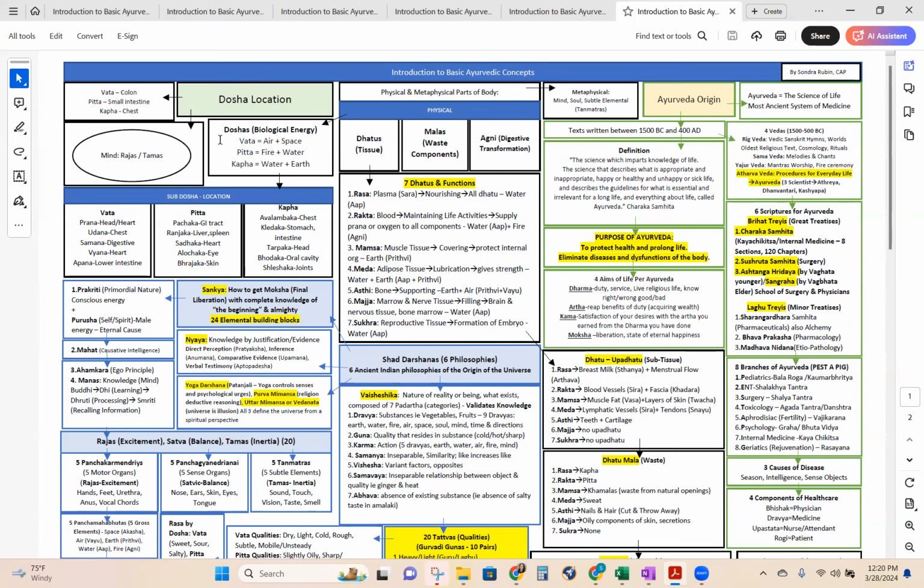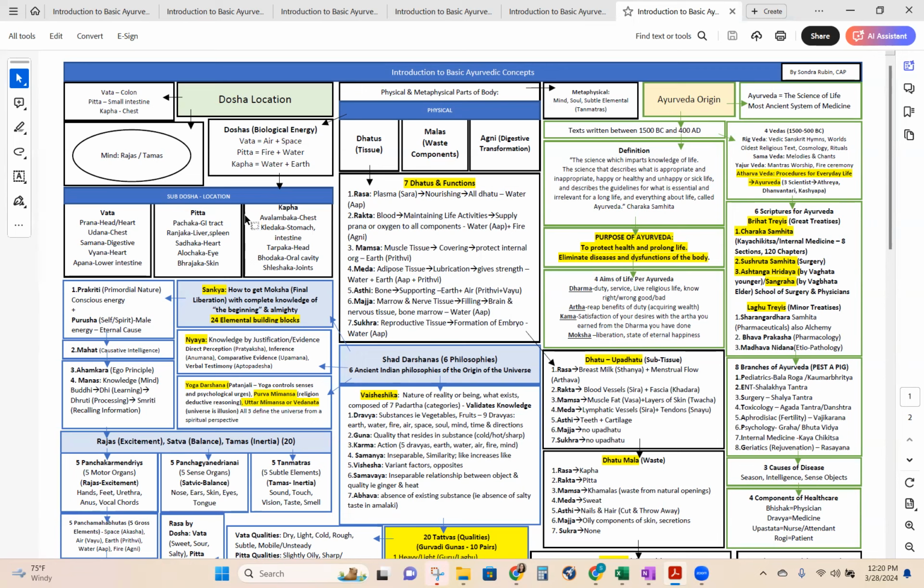So pop quiz. Which three sub-doshas are in the stomach? You can quickly see here, we have Samanavata in the digestive system. We have Pachaka Pitta in the GI tract. And then we have Kledaka Kapha in the stomach and the intestine.